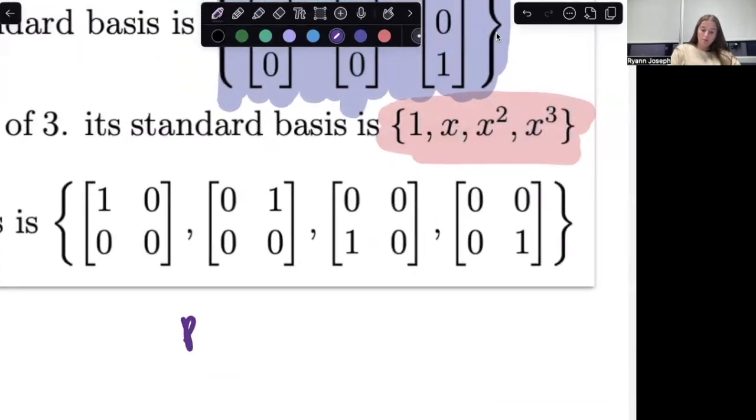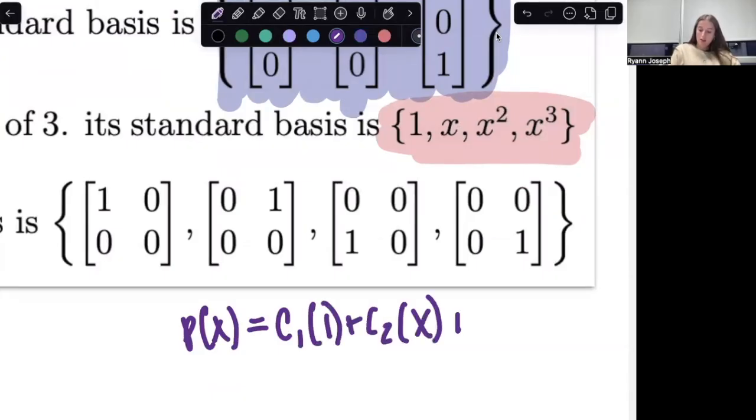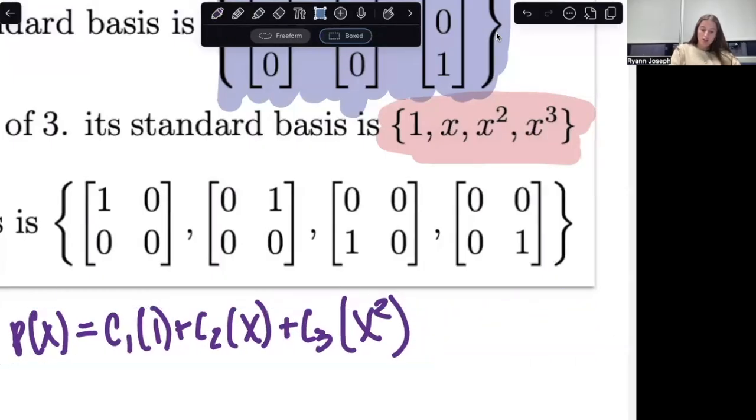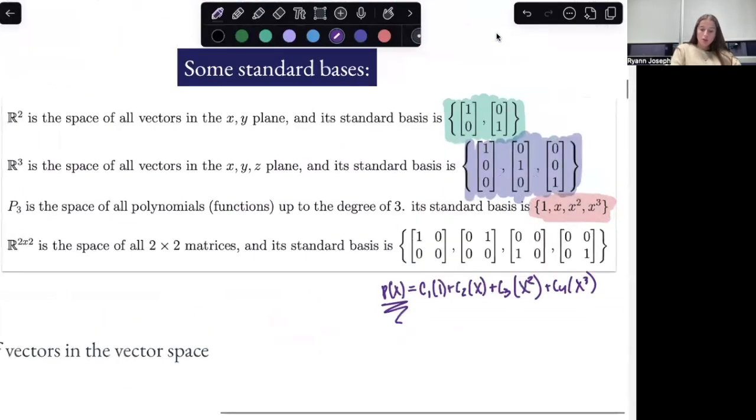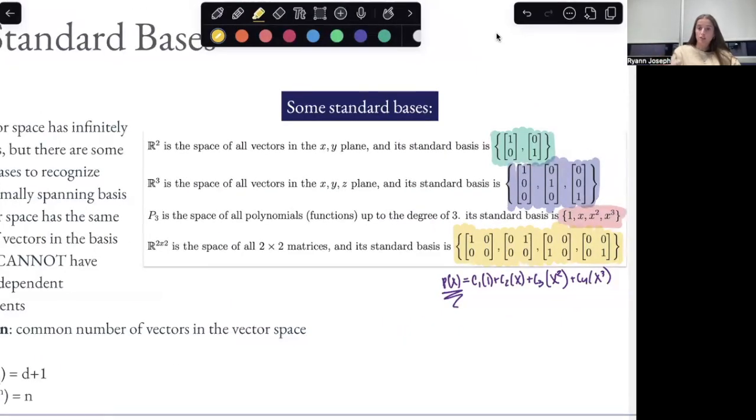So for every polynomial up to degree 3, I can choose to use 1, I can choose to use x, I can choose to use x squared, and I can choose to use x cubed. I can linearly combine these 4 things to get whatever polynomial I want. And then R2 by 2 is a common space, the set of 2 by 2 real matrices. Imagine putting a 1 in every single spot, and then we could obviously make every single possible 2 by 2 matrix using these.